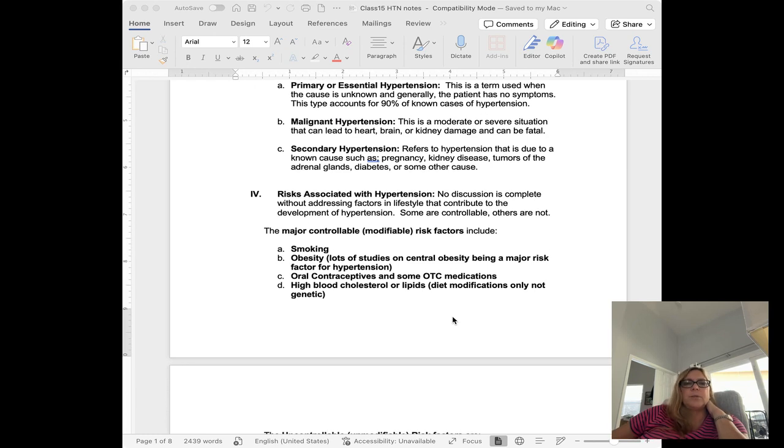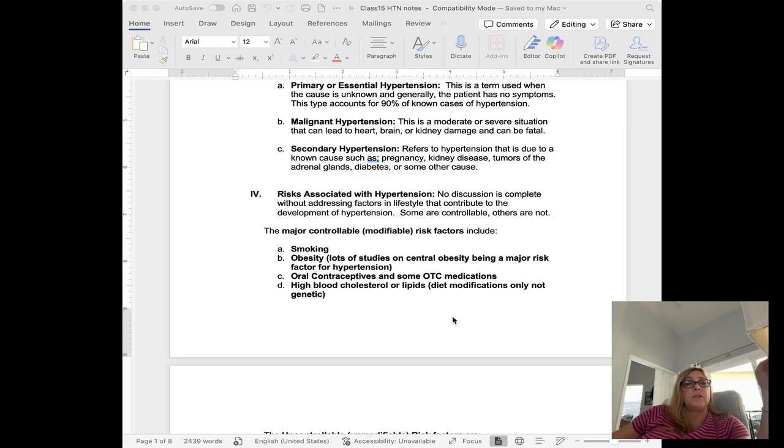No discussion is complete without addressing factors in lifestyle that can contribute to the development of hypertension. And some are controlled, some are modifiable, and some are not. So it's really important that you understand the major controllable or modifiable risk factors for hypertension, the things we can change. Smoking, we can quit smoking. We know nicotine causes vasoconstriction, and vasoconstriction increases peripheral vascular resistance. We also know nicotine is very damaging to the endothelium.